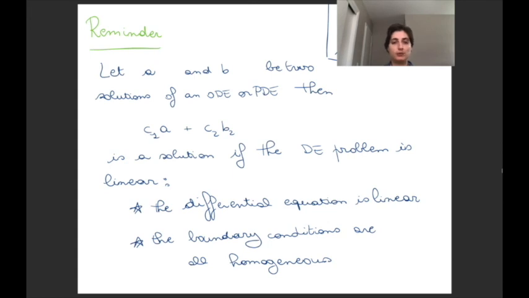Reminder, when can we do this trick of summing things up? Well, if A and B are two solutions of either an ODE or a PDE, then C1 A plus C2 B is a solution of the differential equation problem if the full differential equation problem is linear. That means that the differential equation itself is linear and the boundary conditions are all homogeneous. Otherwise, somewhere, something is not adding up anymore.